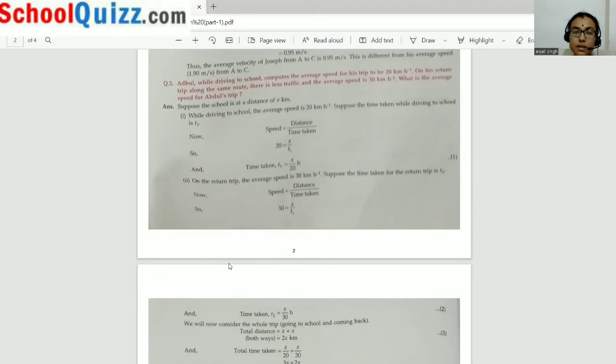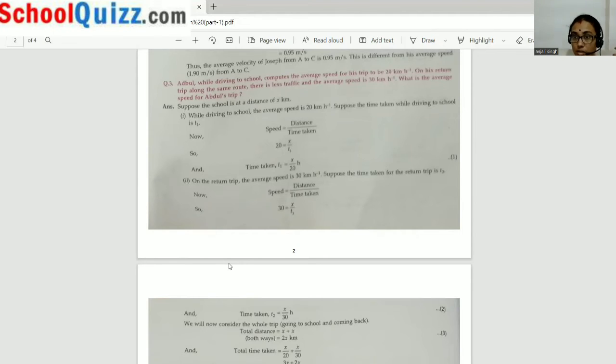Now, third is Abdul. Abdul, while driving to school, computes the average speed for his trip to be 20 kilometers per hour. On his return trip along the same route, there is less traffic and average speed will be 30 kilometers per hour. So what is the average speed for Abdul's trip? Going time, more traffic, so it will be 20 kilometers per hour. This is the speed. And coming time, this will be 30 kilometers per hour. This is also the speed.